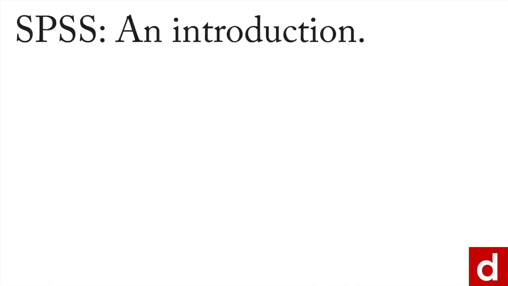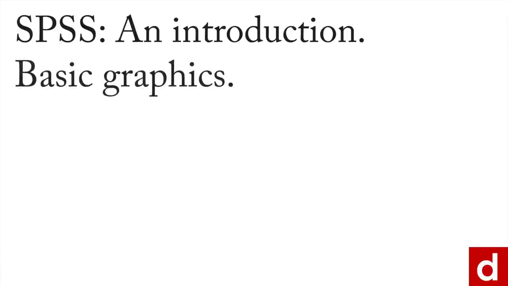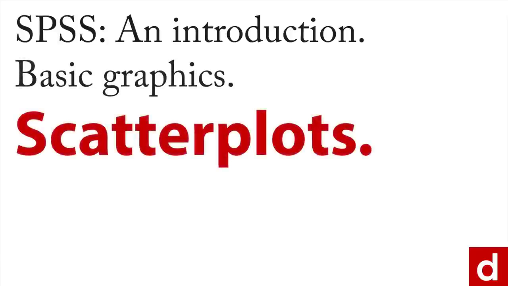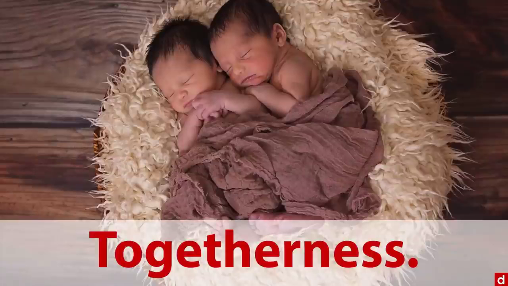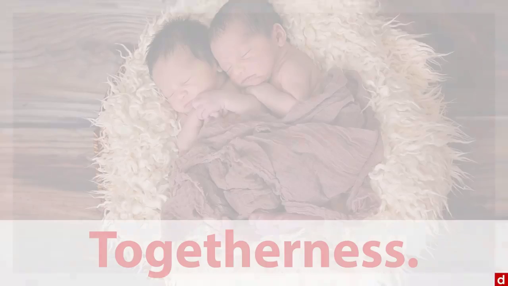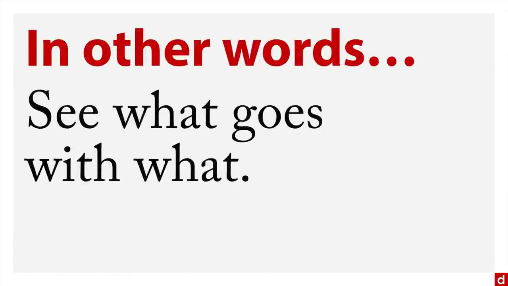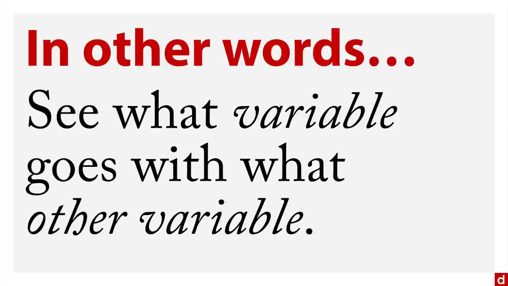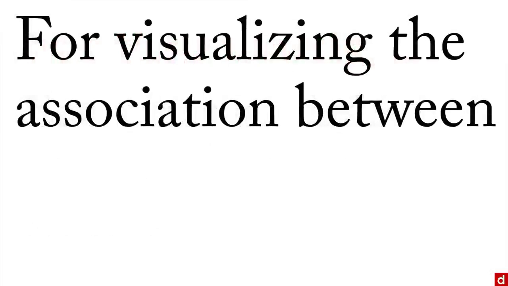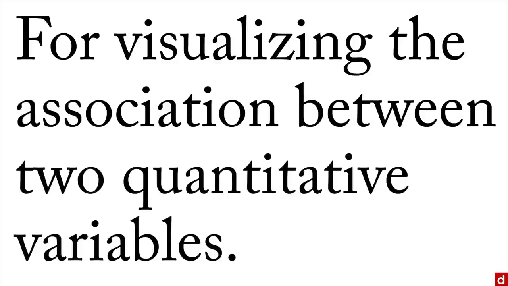As we continue SPSS and Introduction and Basic Graphics, we should look at scatterplots, a very common method of looking at associations, or as I like to think, a way of assessing togetherness in data. In other words, you want to see what goes with what, or more specifically, what variable goes with what other variable. So scatterplots are a great way of visualizing the association between two quantitative variables.